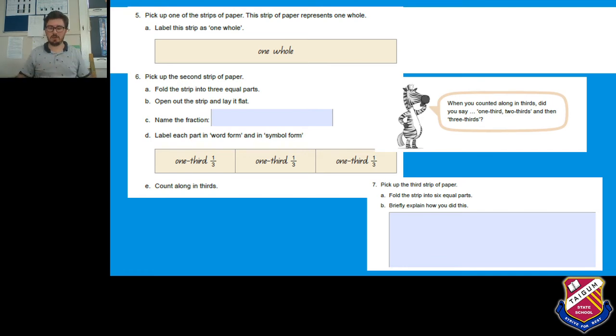Pick up this third strip of paper. Briefly fold them into 6 equal parts. Then explain how you did it. So I want you to do it by yourself. I'm going to do it as well, okay? I want you to see how you go at folding it into 6 equal parts. Then I'm going to show you how I did it, okay?